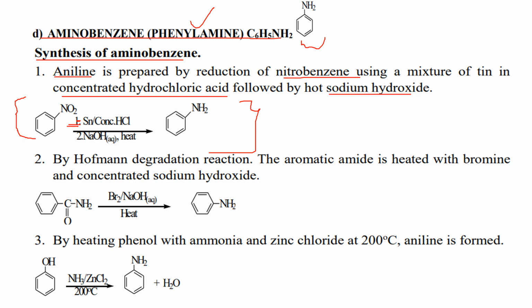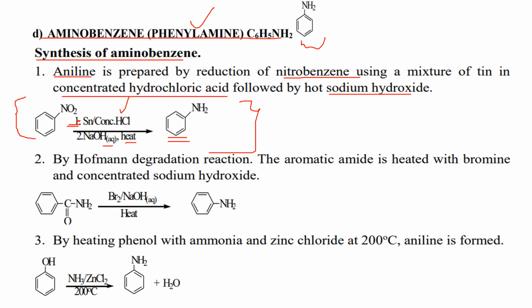It shows that this one should come first and then the other one should come next. So you need tin in concentrated HCl. And number two, you need sodium hydroxide in its aqueous state. Whenever you use a base, give it a state. So sodium hydroxide in its aqueous state, and then you heat. Here you'll be yielding your phenylamine as the major product.